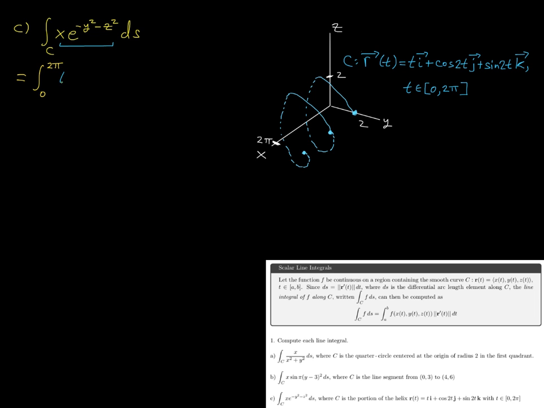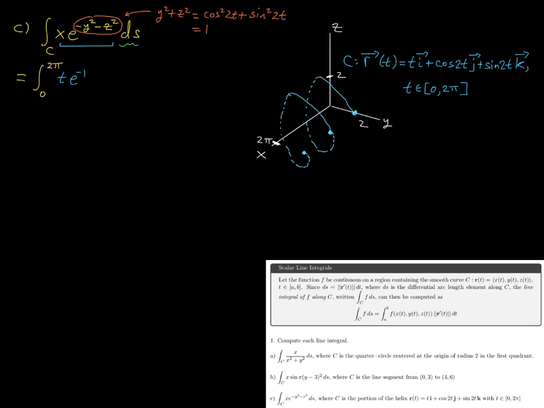x is t, and then I have e to the, so what's y squared plus z squared? Let's do that just off to the side. If I look at this portion right here, y squared plus z squared is going to simplify, right? Because I just have cosine squared 2t plus sine squared of 2t, and that's just equal to 1. So in fact, for this exponential part, I'm just going to get e to the negative 1 as we move along this portion of the helix, which is quite nice.